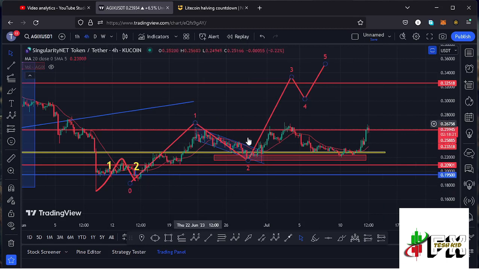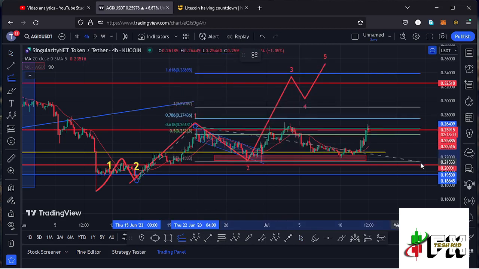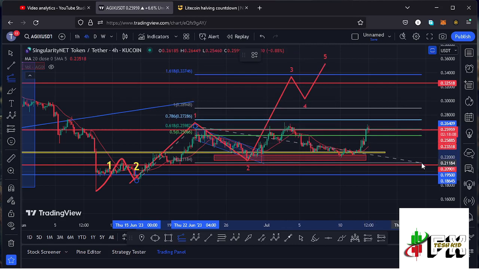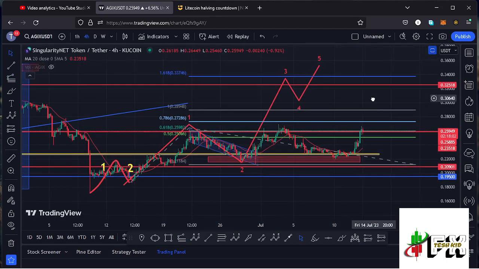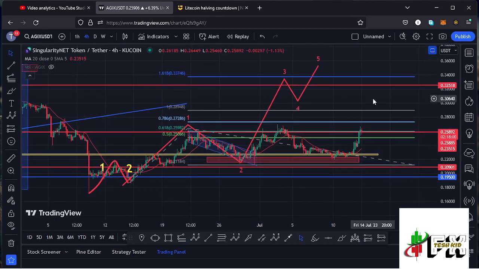And giving you minimum target areas for the third wave by connecting the trend-based Fibonacci from the low of the first wave to the high of that wave 1, then dragging the fibs to the low of the second wave, I get a minimum target area at the fib level 1.618, and that is at around the $0.3346 mark in the formation of that wave 3.